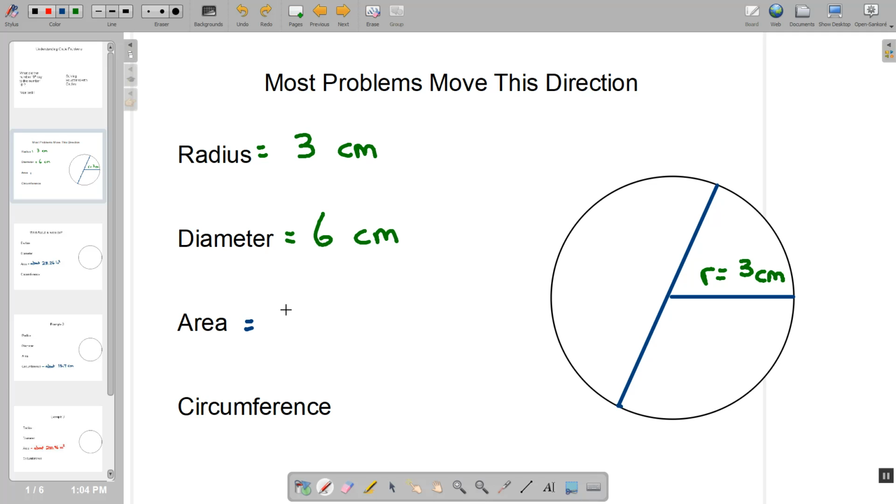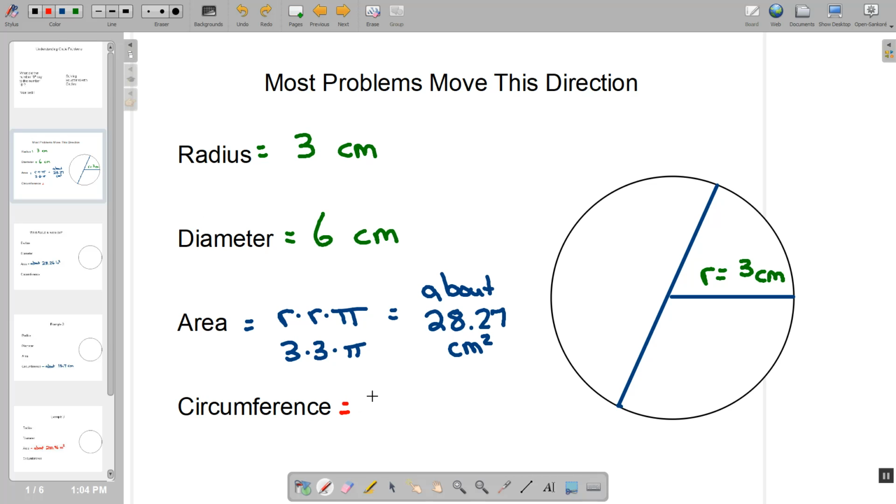And the formula for area is radius times radius times pi. So if I did 3 times 3 times pi, and like I talked about in the last video, I try to use the pi button as much as possible, I end up getting something that is about 28 and 27/100 centimeters squared because we're dealing with area.